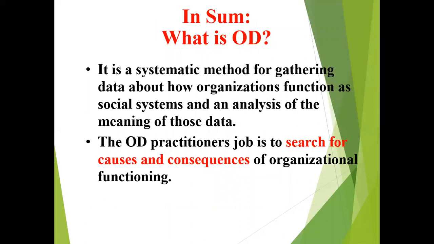In sum, it is a systematic method. Again, systematic is not random. It is for gathering data about how the organization functions now as a social system and analyzing the meaning of that data. The OD practitioner's job is to search for causes and consequences. As an OD consultant, you have to know what the problem is, what its cause is, what its consequence is, and then design an intervention strategy to solve this problem.